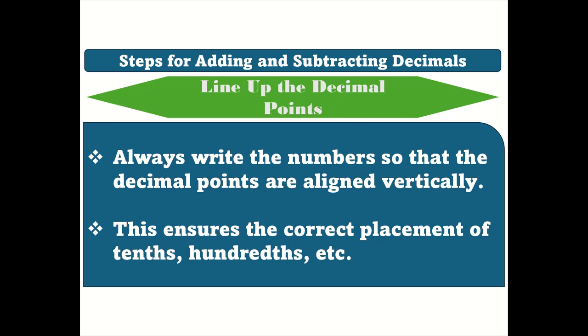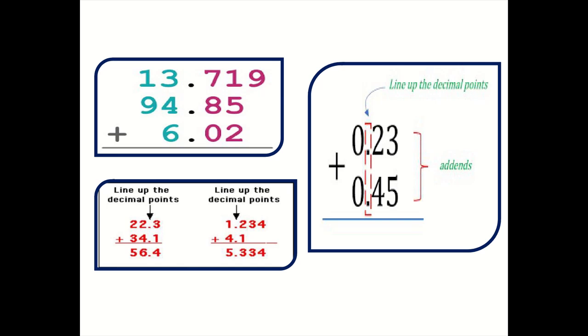Steps for adding and subtracting decimals. Line up the decimal points. Always write the numbers so that the decimal points are aligned vertically. This ensures the correct placement of tenths, hundredths, etc.